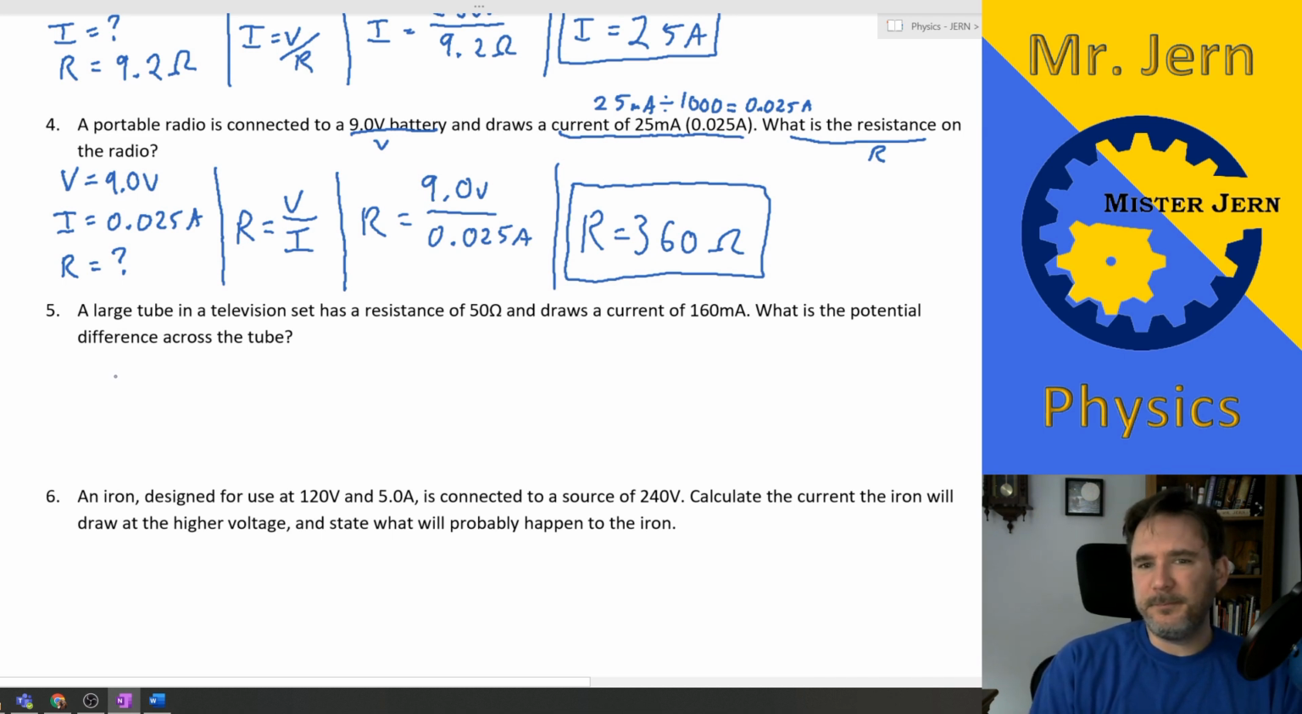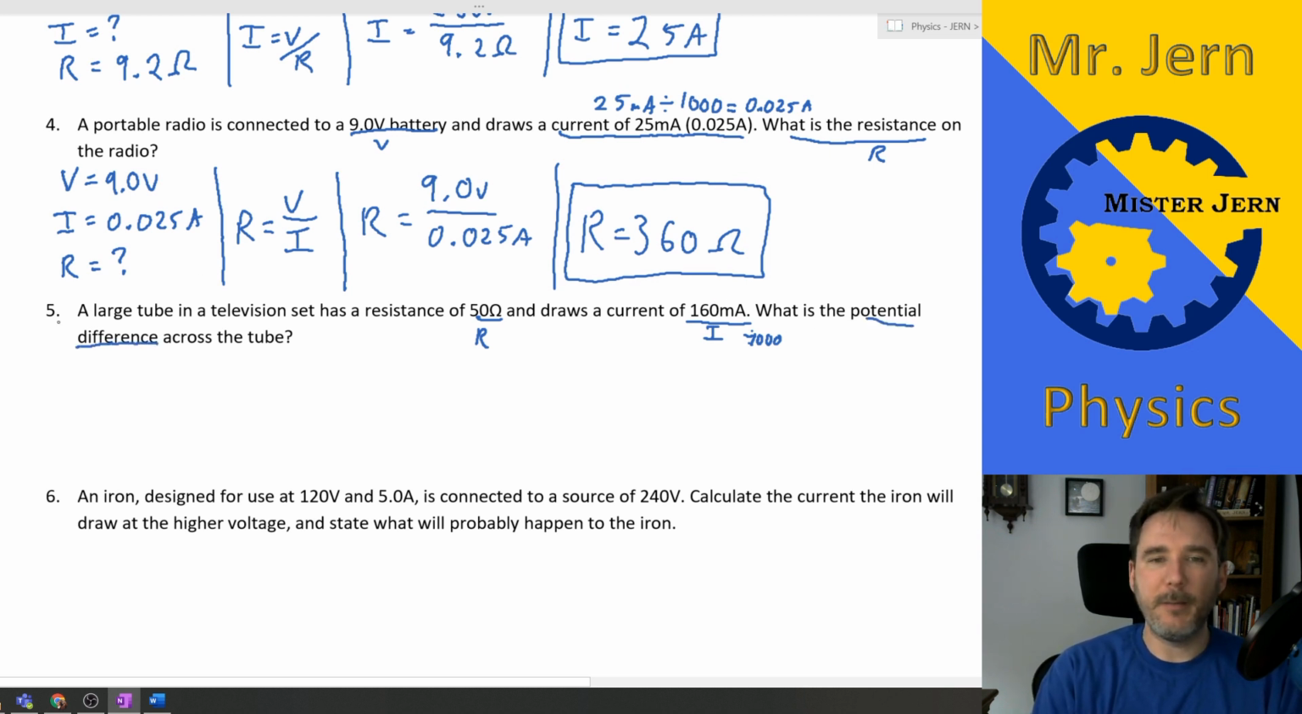So, excuse me, a large tube in a television set, talking old school here, has a resistance of 50 ohms. You can just tell because of the ohms, that's resistance. It draws a current of 160 milliamps. We're going to have to deal with that by dividing it by 1,000 again, because it is in milliamps. What is the potential difference across the tube?